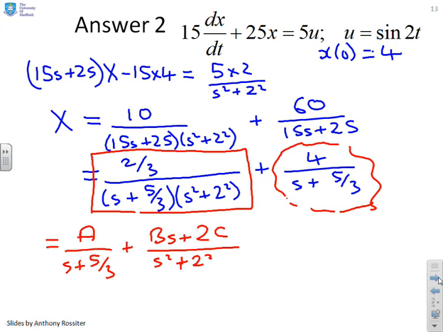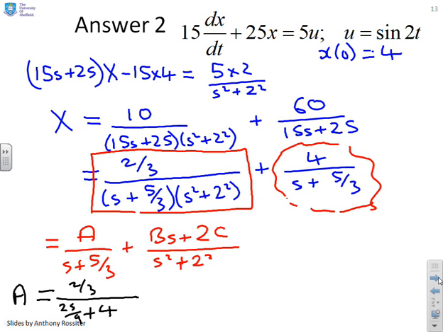The a is straightforward. I can use the cover-up rule in order to get the a, because it's a simple factor. So in order to get a, I'm going to set s equal to minus 5 over 3, and cover up the s plus 5 over 3. So what do you get? You get a equals 2/3 divided by 25 over 9 plus 4. And you say, well, yeah, it's okay, I can do it, but it's not particularly nice. That's fine, but that's good enough for what we're doing here.